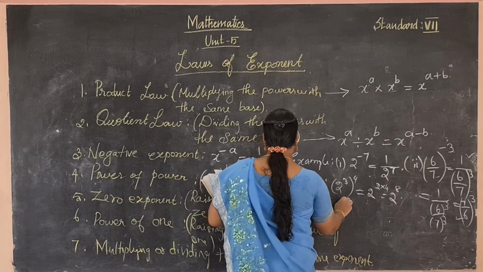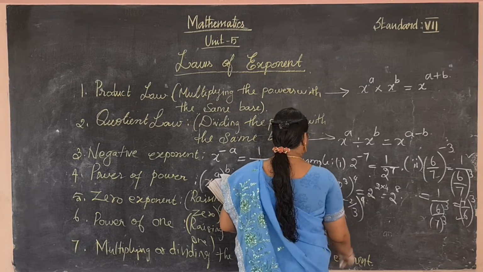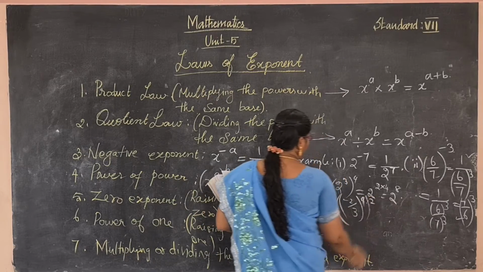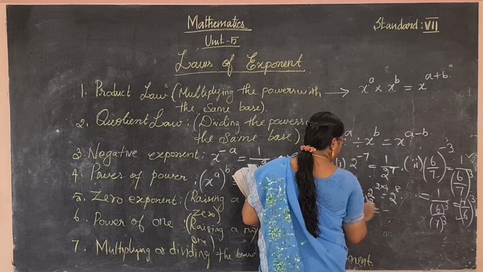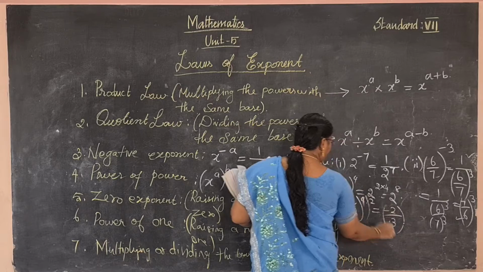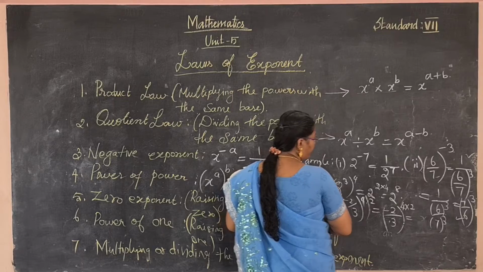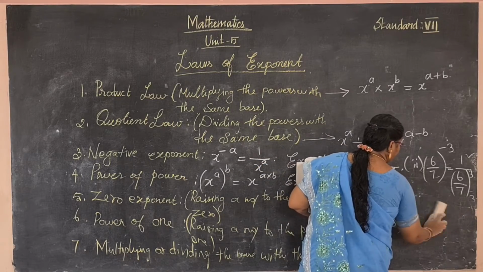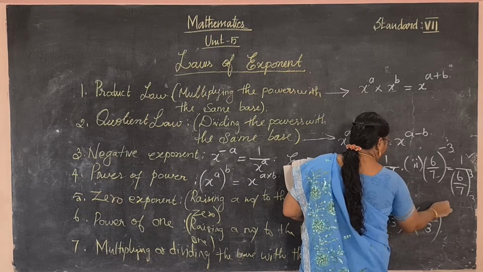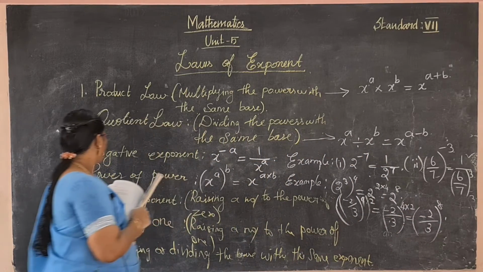For example, the rational number minus 2 by 3 the whole power 4, the whole power 2 is given. So we apply the power of power law. Minus 2 by 3, and the power value is 4 into 2. What do we get? Minus 2 by 3 power of 8. That's it. Okay. And next one.